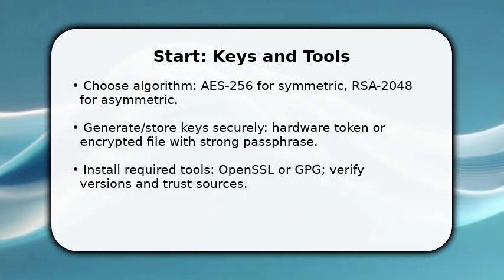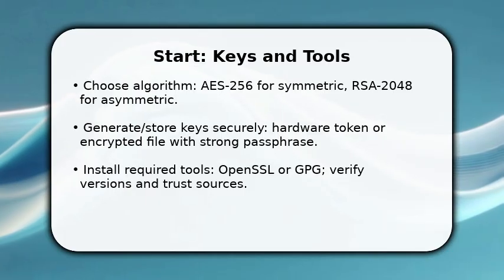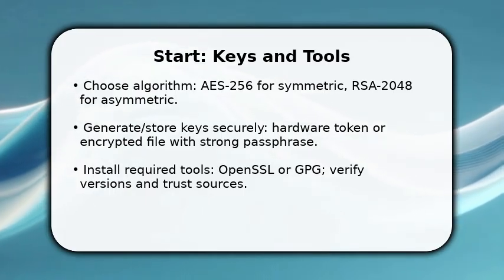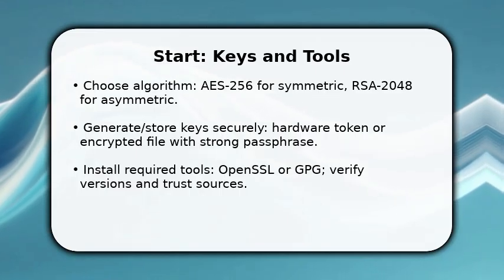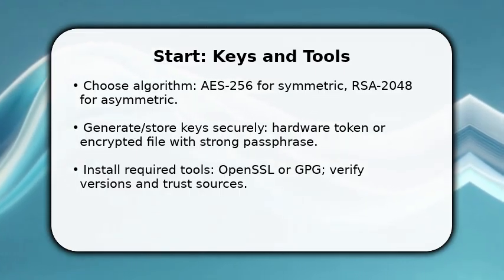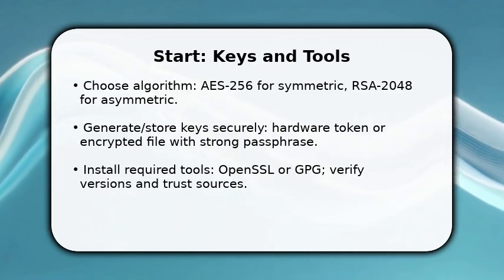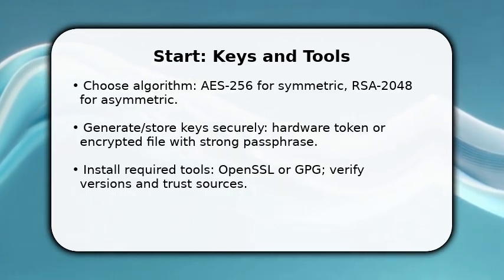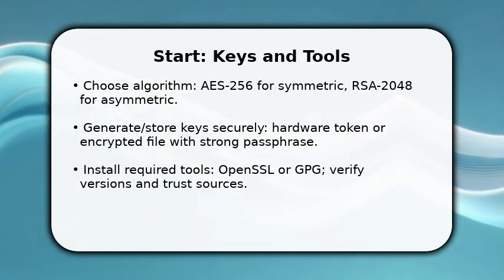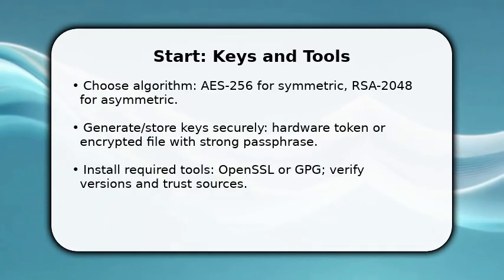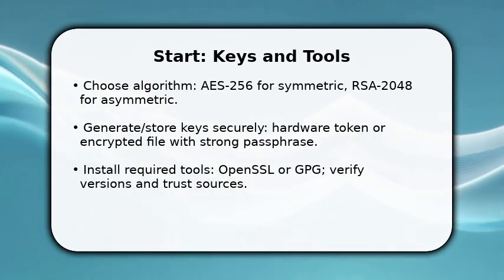You begin by choosing algorithms and preparing keys. You generate an AES 256 key for file encryption or an RSA 2048 key pair when you need asymmetric exchange. Once done, store private keys in a hardware token or encrypted file protected by a strong passphrase so attackers can't access them. Make sure to install trusted tools like OpenSSL or GPG and verify versions.